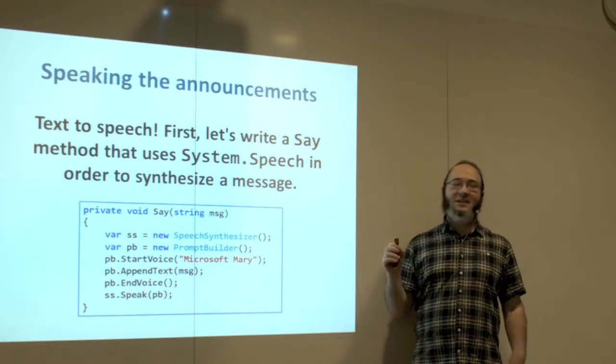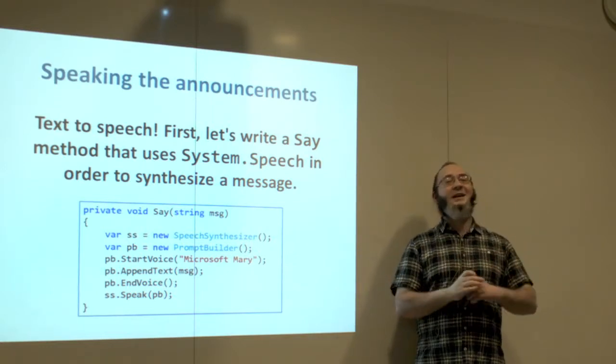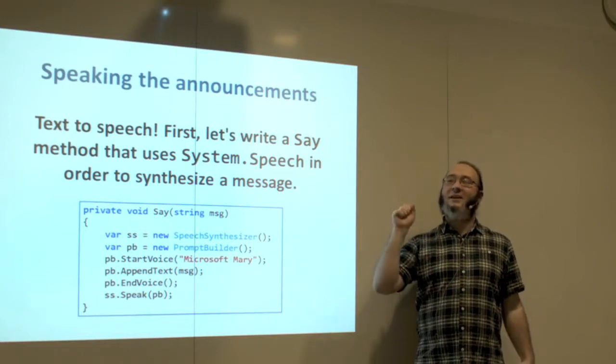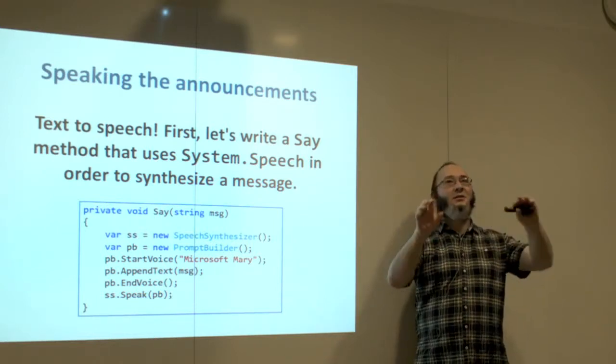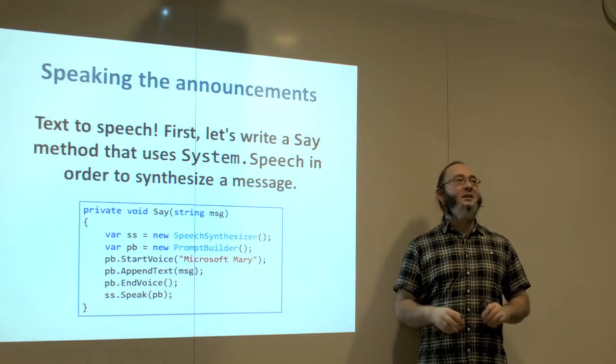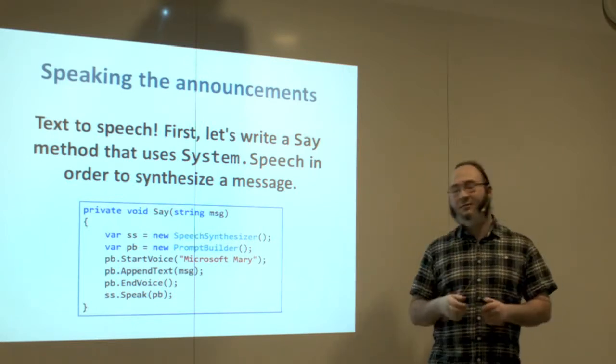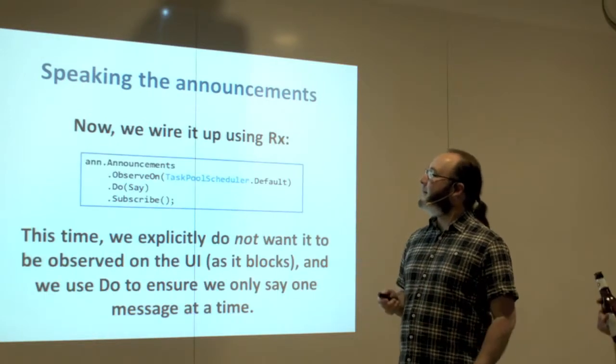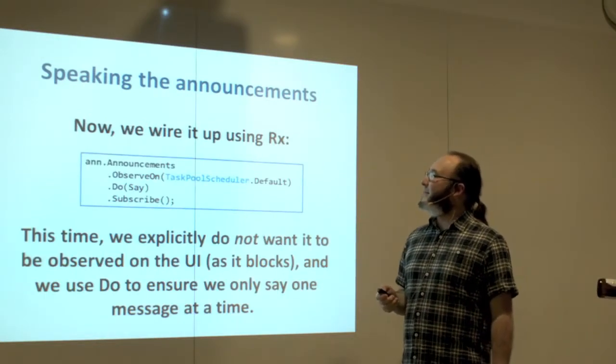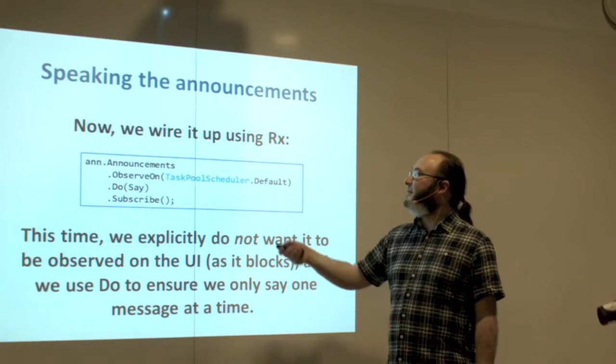The reason is that I'm using a subject, okay? And a subject already is something that I give things to, and it passes it or notifies all of the things that are observing it. So we don't actually have that problem with subjects. Okay, so wiring up the say thing.